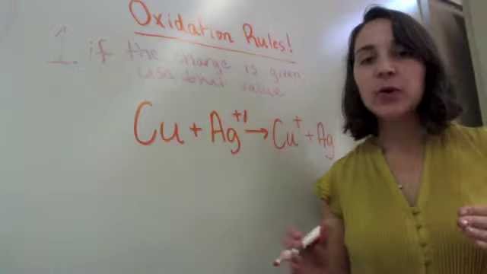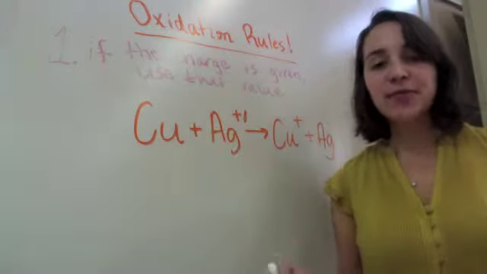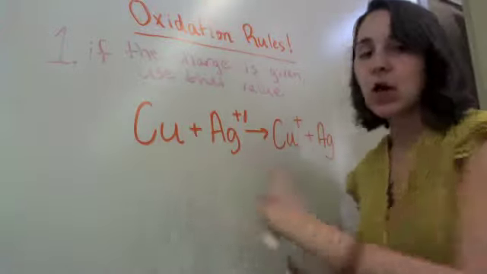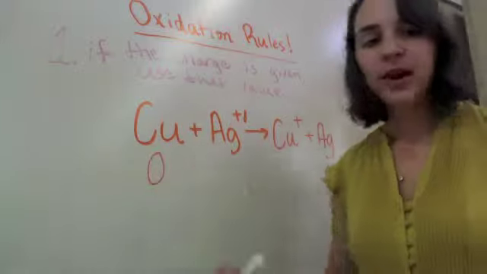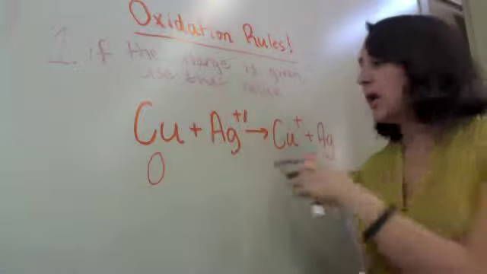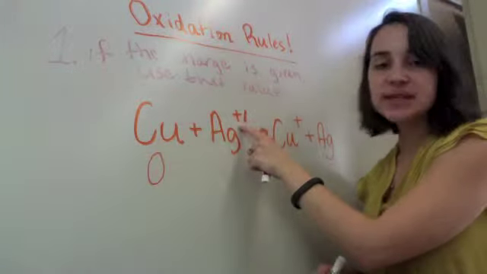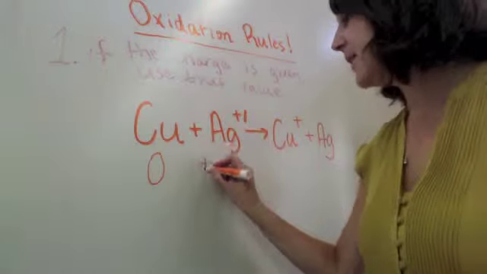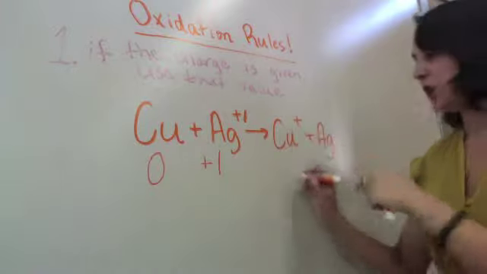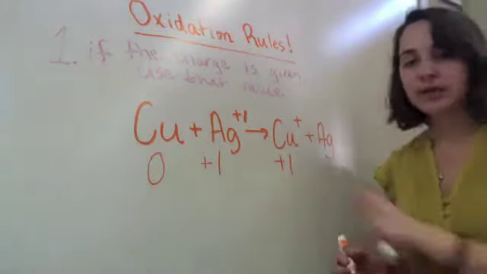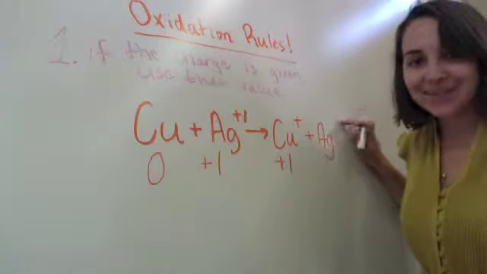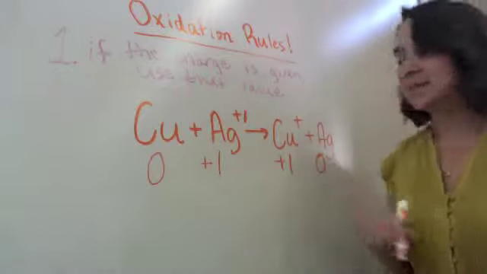Now sometimes people confuse this with the rule that says that if an atom is by itself, it has a charge of 0. In this case, our copper would have a charge of 0 because it's by itself and no charge is indicated. While silver is by itself, a charge is indicated, so its oxidation state is going to be plus 1. Over here, copper has a charge of plus 1. I know because it's given to me. And my silver is now by itself without anything given, so this must be a charge of 0.